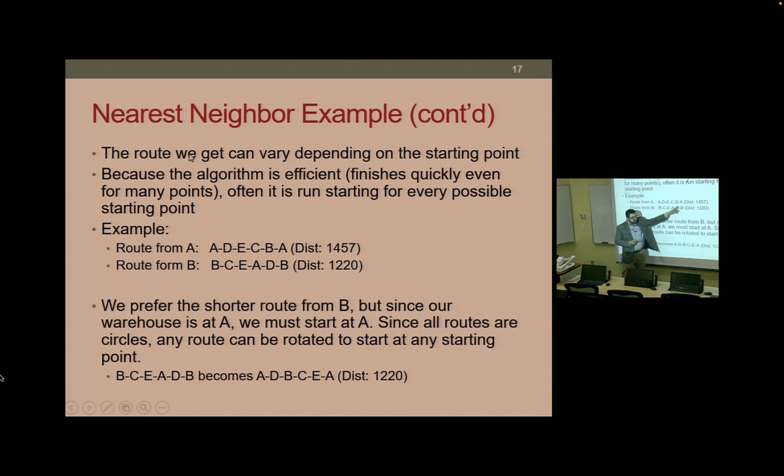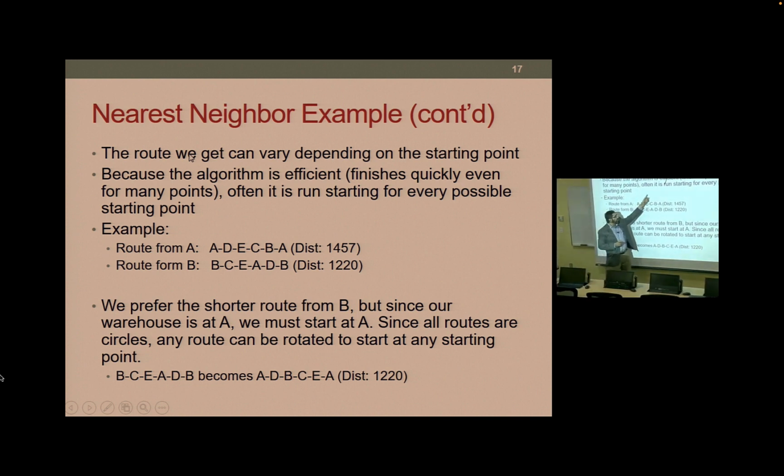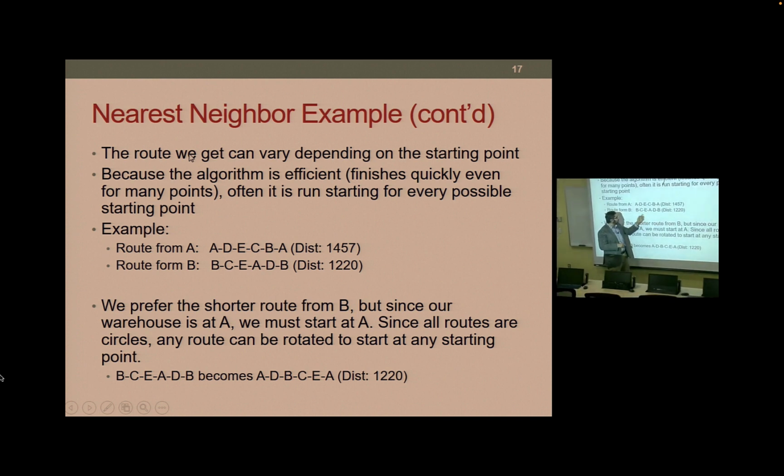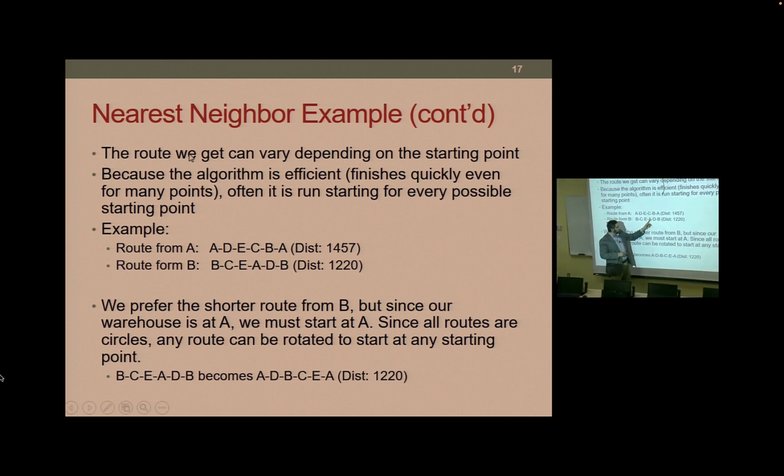All of these routes are circles. This is a circle A, and then you come back to A. This is a circle. This is a circle. When you have a circle, you can start from any point in that circle and go to any other point. So for this route, I could just start at A. I don't have to start at B. I could go A, D, B, then B to C, E back to A.